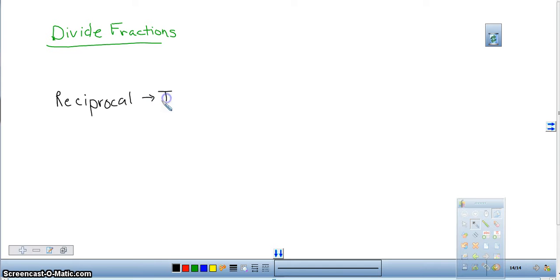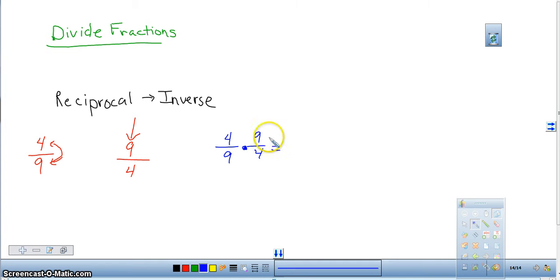or sometimes we call it an inverse. So if I have 4 over 9, its reciprocal, or inverse, is 9 over 4. You just take the two numbers and you flip them. You switch the 9 and the 4. And when you do that, if you have 4 over 9 times 9 over 4, if you multiply them together, you get 36 over 36, which is 1.